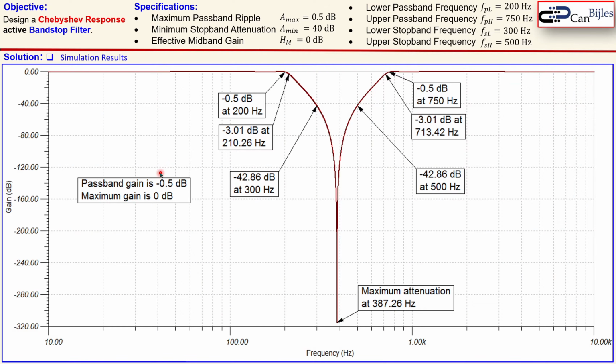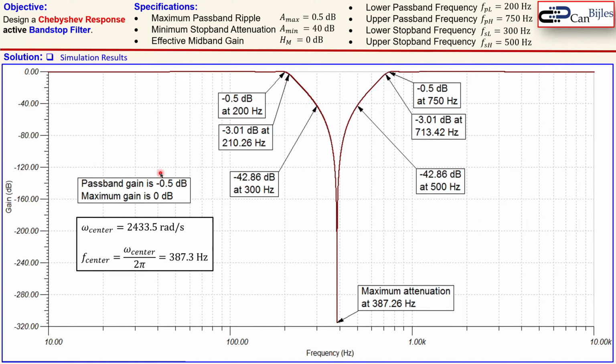Okay, now let's look at the simulation result. This is the Bode plot for the gain only. You see here, first parameter is the maximum attenuation, which happens at 387.26 Hz from the simulations. Now we know that our center frequency was 2433.5 radians per second. If you convert that to Hertz, that will give you 387.3 Hertz, which is very close to what we have here. So this is a nice result.